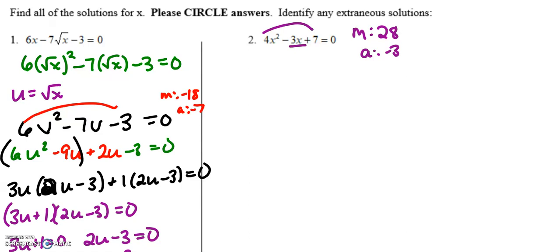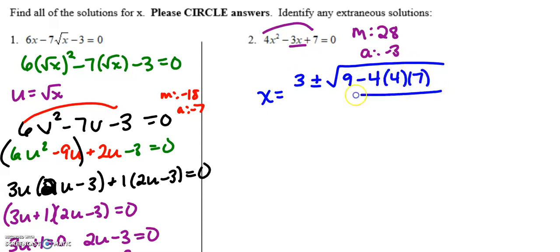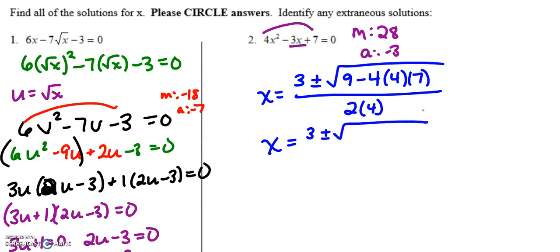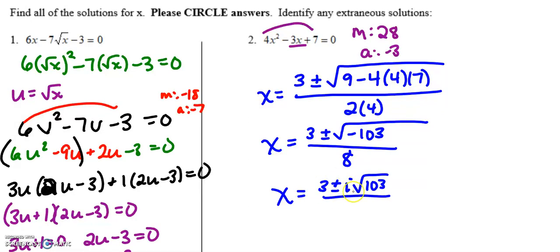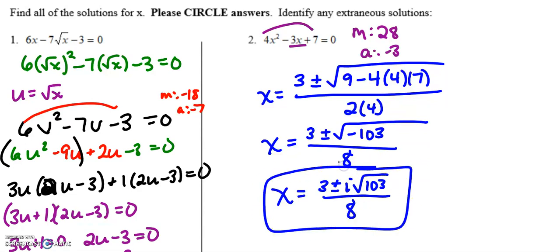So this does not factor, and when a quadratic does not factor, the next thing you want to try is the quadratic formula. So x equals opposite b plus or minus square root b squared minus 4ac all over 2a. So x equals 3 plus or minus the square root. Let's see, we get 9 minus 4 times 7, which is negative 103, over 8, and we can take out an i, but I don't believe that 103 is going to have any other perfect squares that come out of it, and 3 and 8 and this i do not simplify, so there are your two final answers.